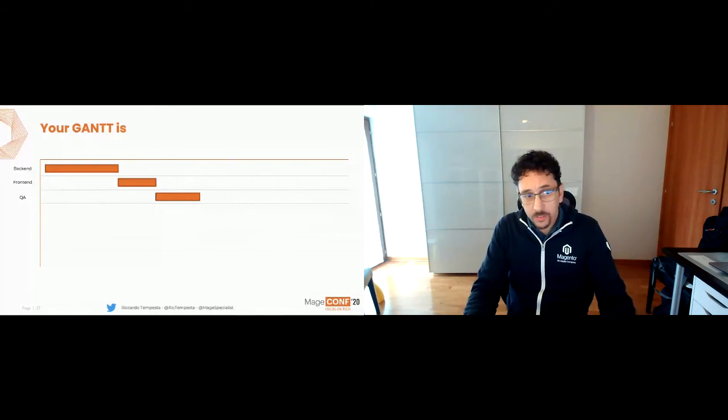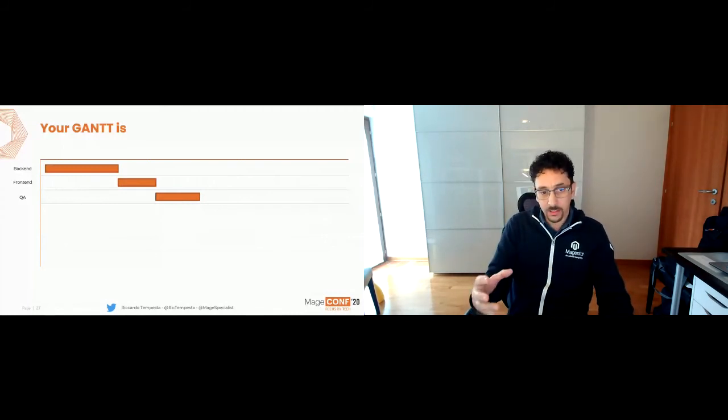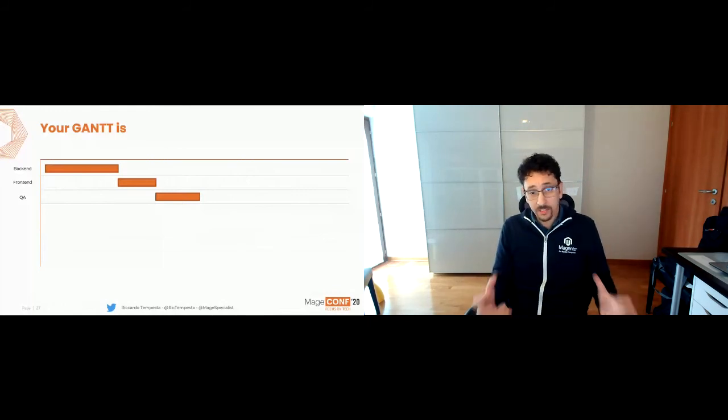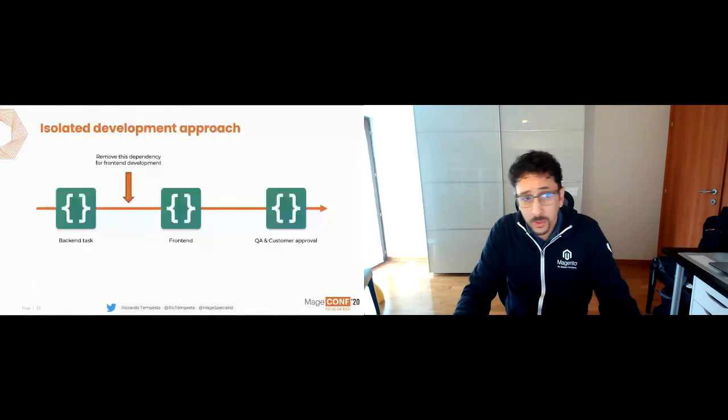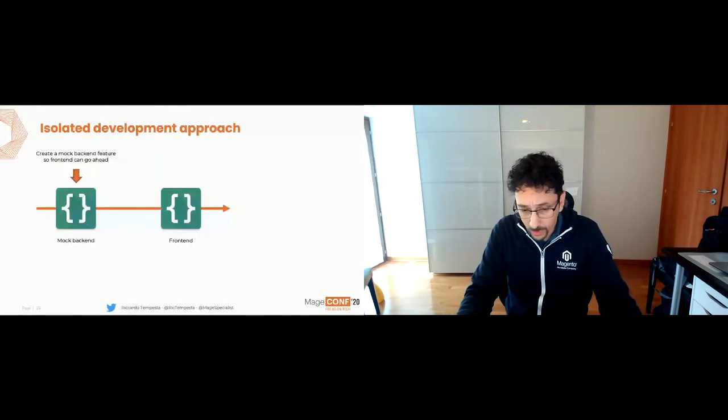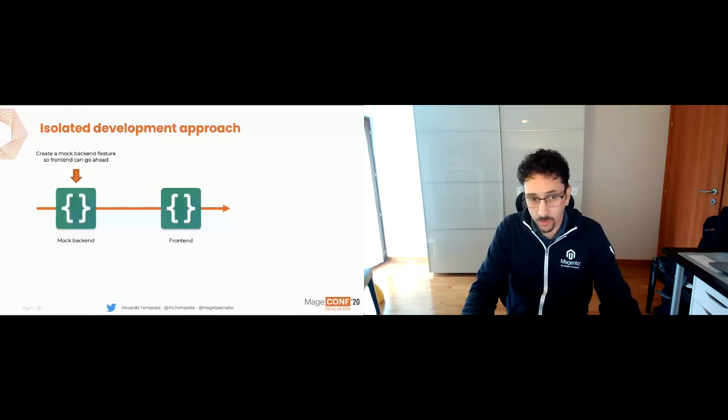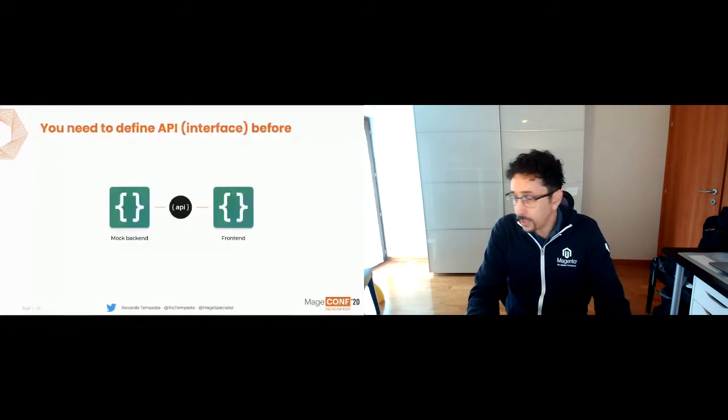What you have to do is to remove this dependency. So basically, the front-end team must be independent from the backend team. Yeah, it sounds quite strange. So you say, how can I develop a front-end task that depends on the backend? They depend by definition. So how can I avoid this? Well, actually, the answer is quite simple. You can create a mock feature in the backend so the front end can go ahead. Okay, it seems to be quite simple. Actually, it is not. I want to show you how we address this problem. We do it in this way. So we start by defining the API first.